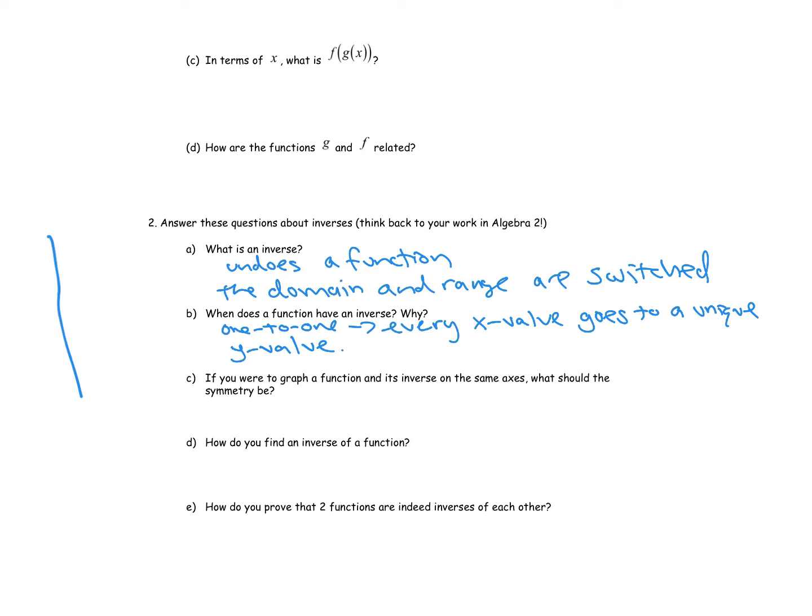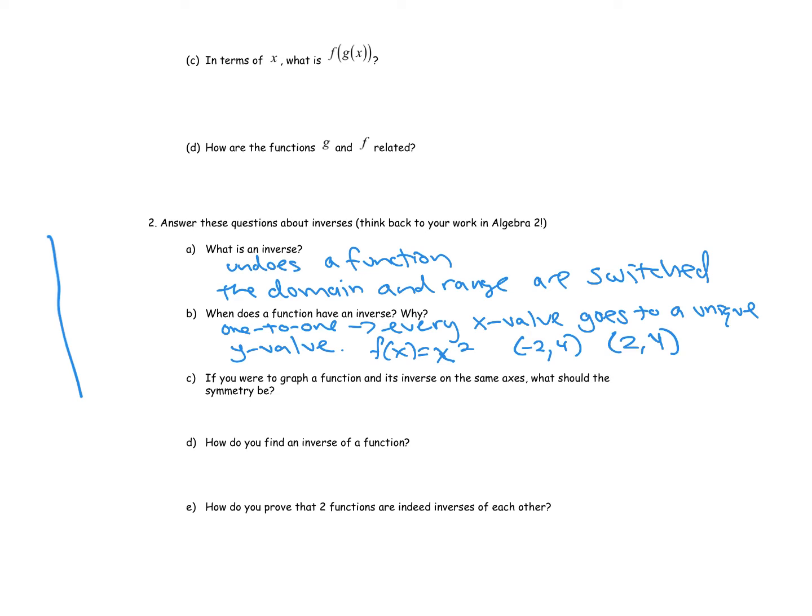So something that would fail to have an inverse would be a parabola. The most basic being, say I had this function f of x equals x squared. The reason this is not invertible by this definition is the fact that -2 goes to 4 as well as 2 also goes to 4. And that's a problem because an inverse switches the x and y's, or switches the domain and range.